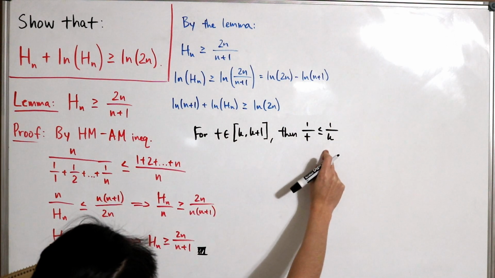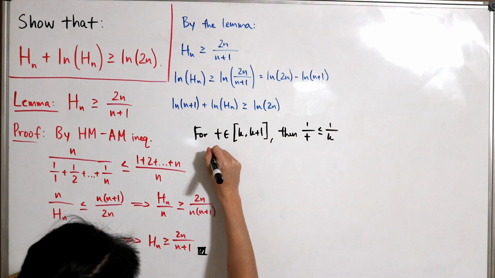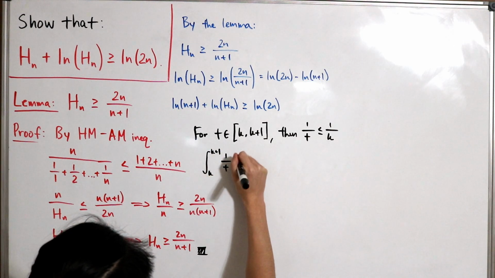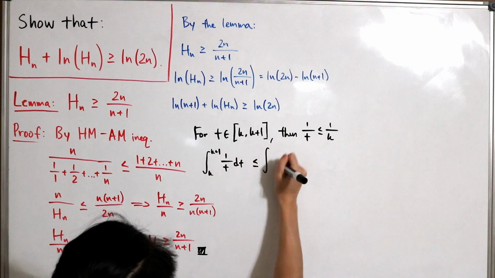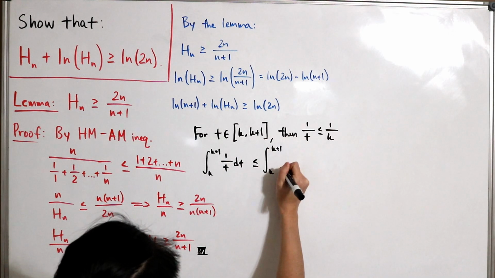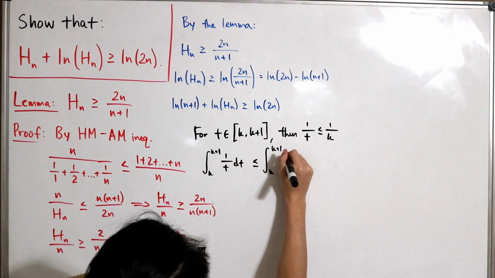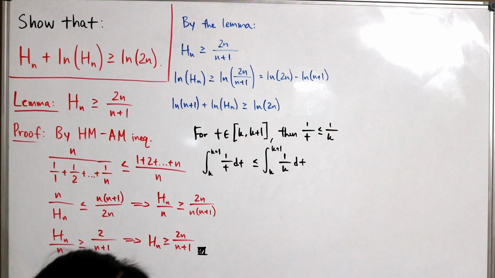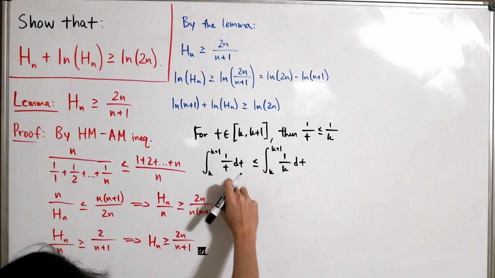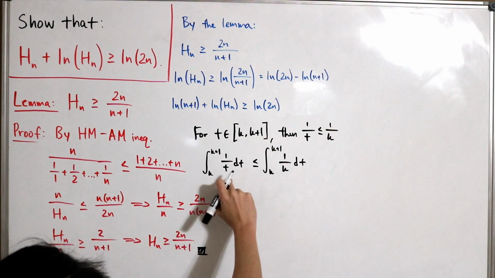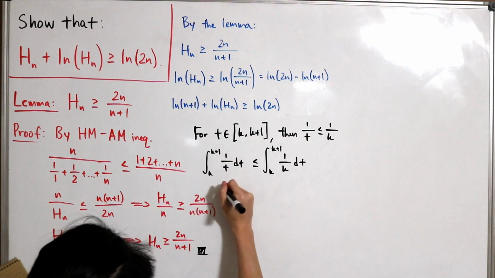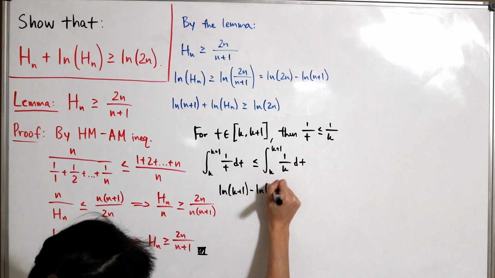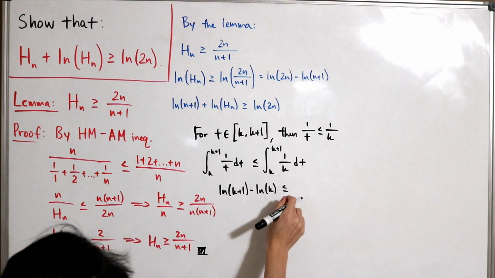From there, let's take the integral of both sides with bounds from k to k plus 1. So the integral of 1 over t dt is less than or equal to the integral from k to k plus 1 of 1 over k, integrating with respect to t. The antiderivative of 1 over t is ln of t, so plugging in the bounds gives ln of k plus 1 subtract ln of k. We still maintain the inequality.